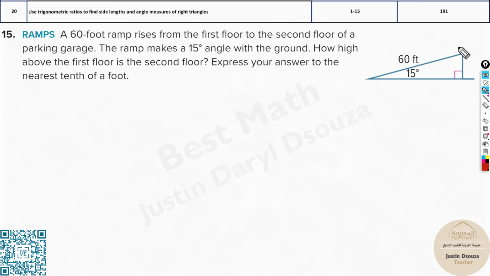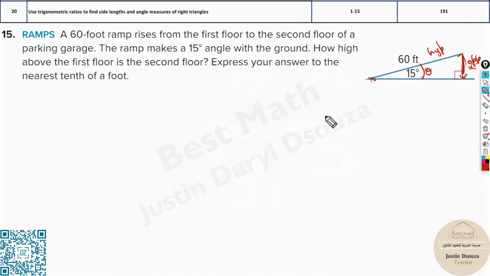Here as well, the last problem. So finally there, this is the theta. We know the hypotenuse. What do we need? Here we need to know how high is the first floor. Okay, high means the height, this one, but if they told the distance between the base and something, that would be the adjacent side. But now we need the opposite, that is x.